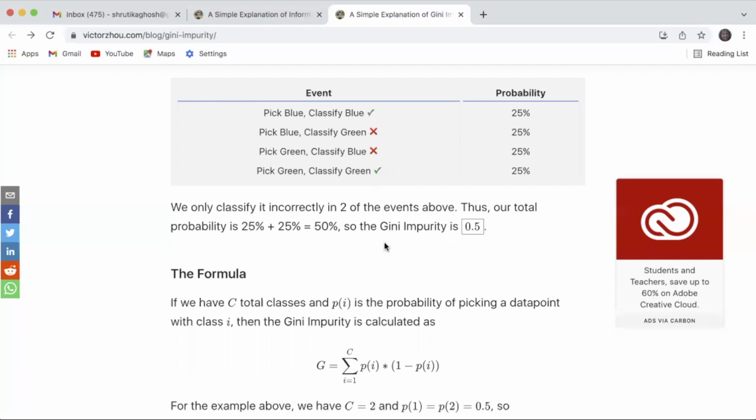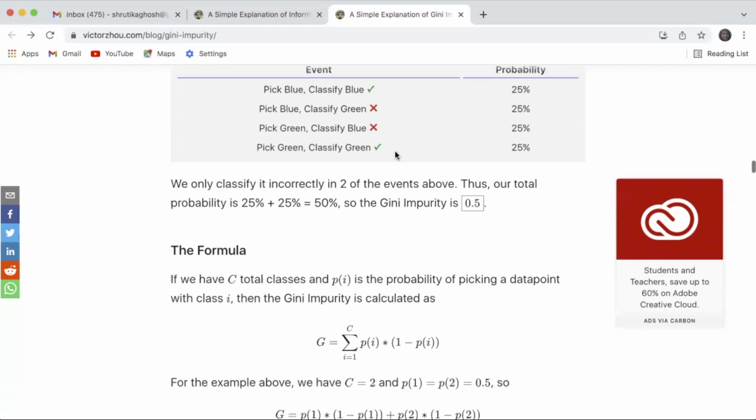That is what we were discussing also from the official definition of what Gini index or Gini impurity is. It calculates the probability of a specific feature that is classified incorrectly when selected randomly. So classified incorrectly. These are the two ways in which the classification can be incorrect, and we found that this probability is 0.5. Now we will see the same thing from the mathematical perspective.